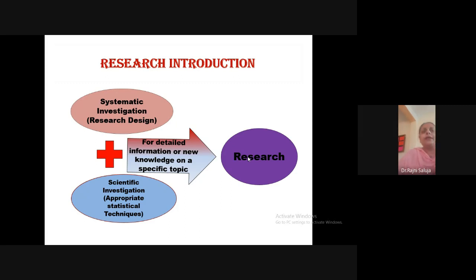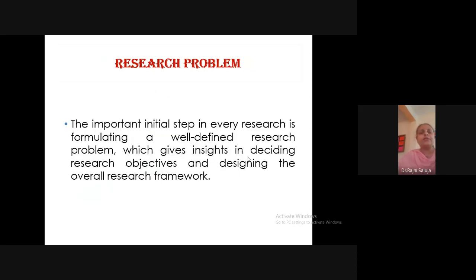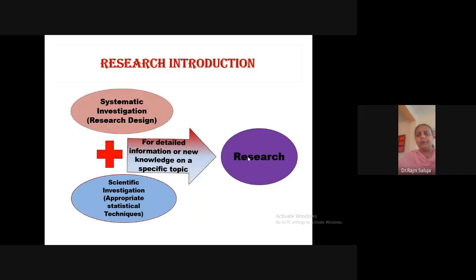addition to that, for detailed information or new knowledge on a specific topic, all these three things together comprise a research. Now, in other words, we can say that research is an original contribution to the existing stock of knowledge, making for its advancement. Or we can say research is an organized and systematic way of finding answers to the questions. So this is all about the introductory part.